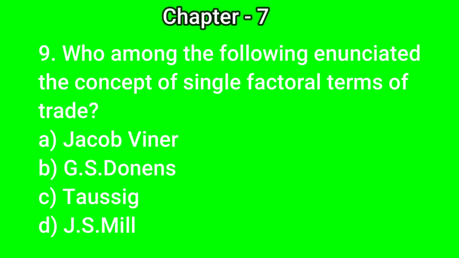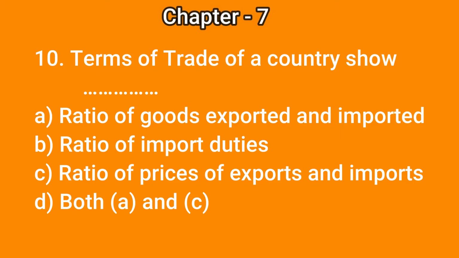Question number 9. Who among the following enunciated the concept of single factor terms of trade? A. Jacob Wiener. B. G.S. Donens. C. Taussig. D. J.S. Mill. The correct answer is A. Jacob Wiener.